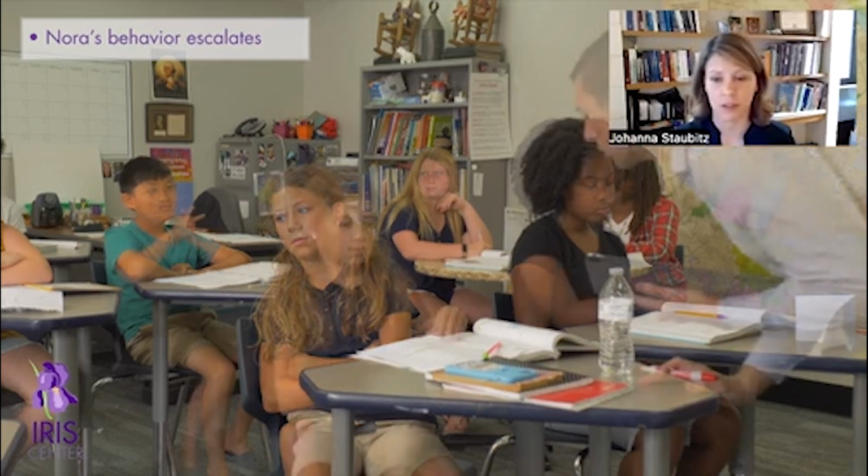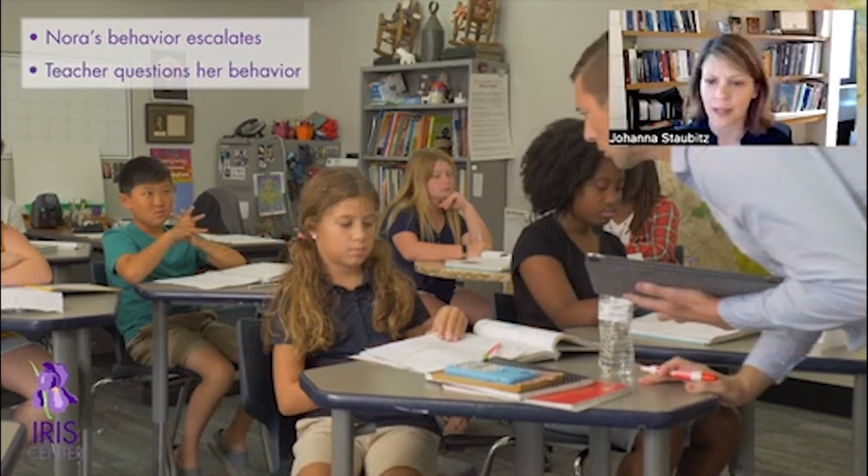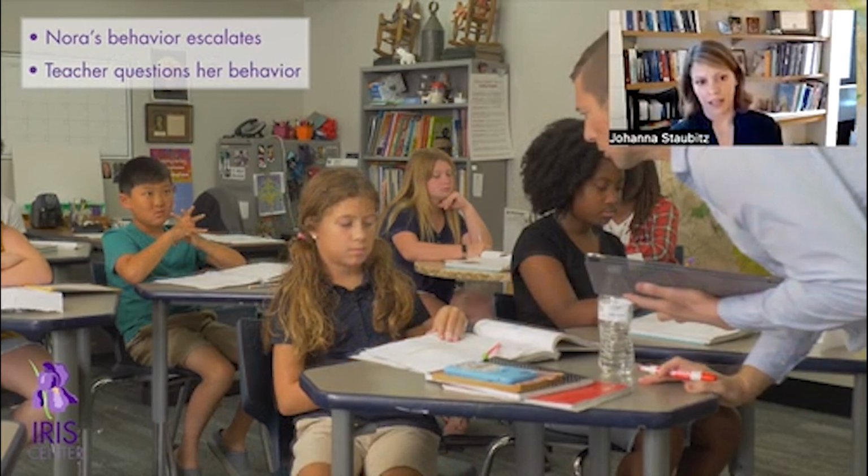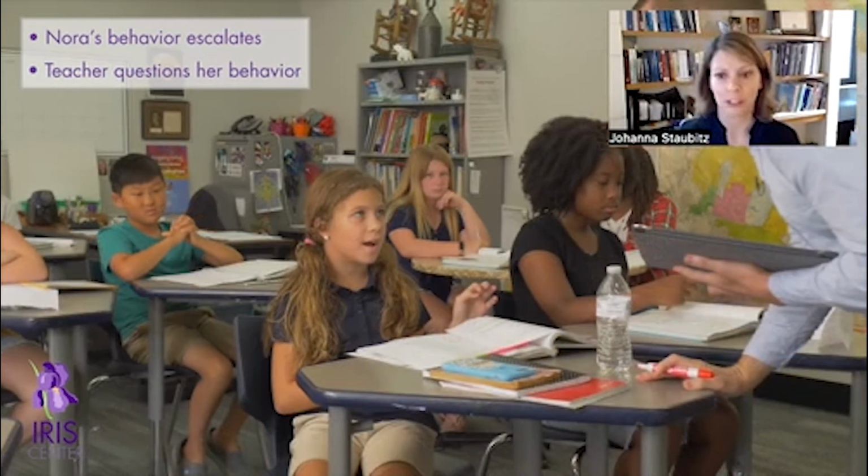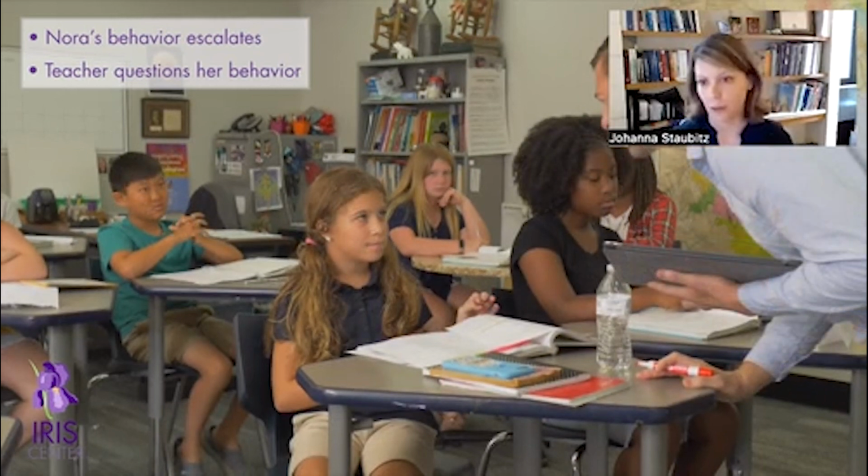So now, after the trigger has gone unaddressed, we see Nora's behavior escalating. She's appearing to be more restless. A teacher, Mr. Santini, approaches her and says, what's going on today? Why are you being so rude? And she says, this is a waste of my time, which obviously is a more rude response. And at that point, he reminds her that it's inappropriate to speak to others in that manner.